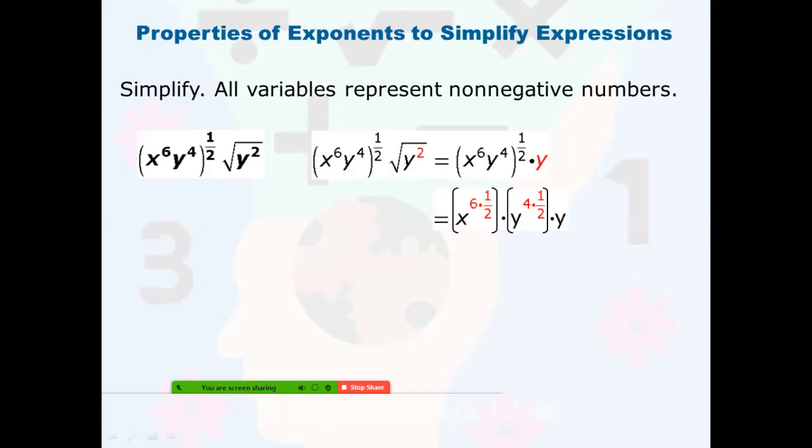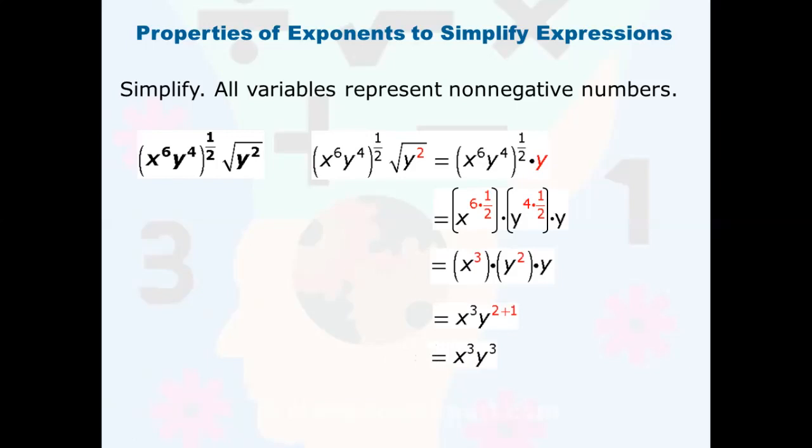So 6 multiplied by half, how much is that going to give you? 6 ones are 6, divided by 2 is going to give you 3. So x to the power of 3. 4 ones are 4, divided by 2 will give you 2. So y to the power of 2 multiplied by the y which we got from the root. Now here you are multiplying, but the base is the same. What is the rule when the base is the same? Add the exponents. As you know, there is no exponent here, which means it's 1. 2 plus 1 is going to give you 3. So your answer will be x cubed and y cubed. x to the power of 3, y to the power of 3. All right.